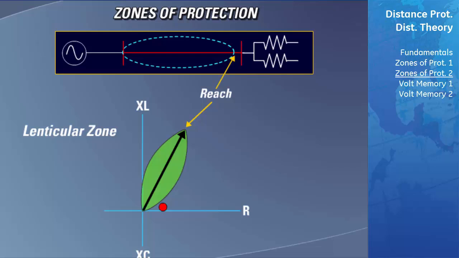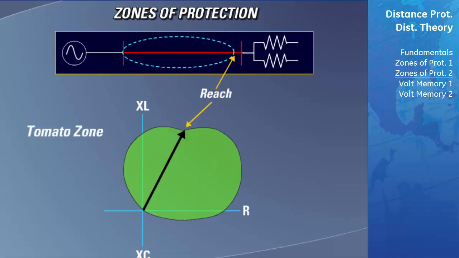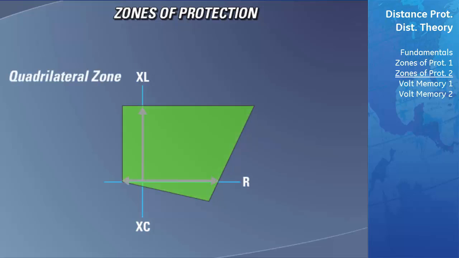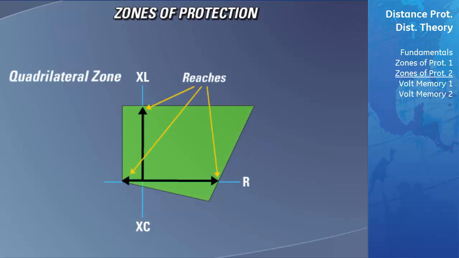Mho characteristic into what is known as a tomato-shaped zone. A tomato-shaped Mho characteristic allows for faults that have more of a resistive element to fall into its zone of protection. The D60 relay also allows you to create what is known as a quadrilateral zone of protection. This type of zone allows you to set the reactance and resistive upper and lower boundaries to create your own custom shape to match the needs of your power system.